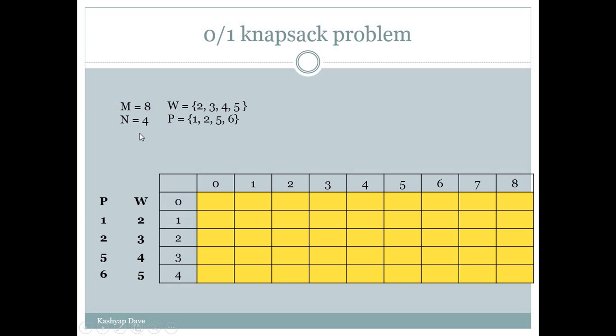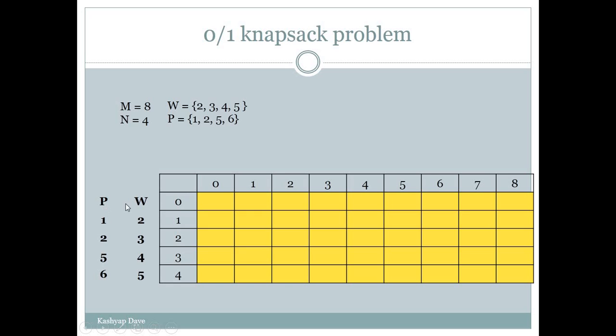So for that our n is equal to 4, which means we will have 4 items. So we will go from 0 to 4, meaning item 0, item 1, item 2, item 3, item 4. With respect to this, we will arrange our weights as per our items in ascending order.